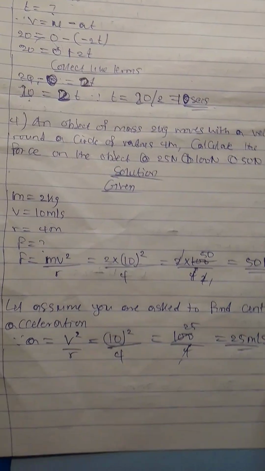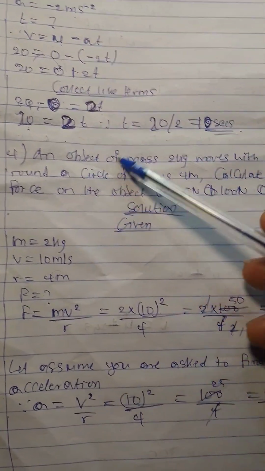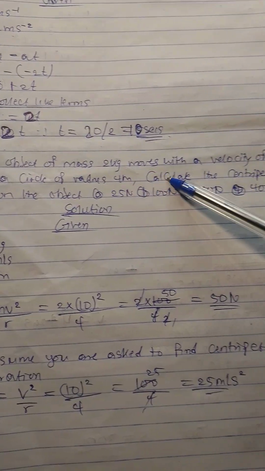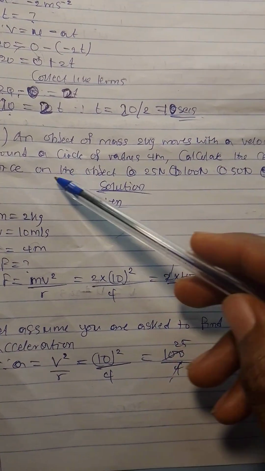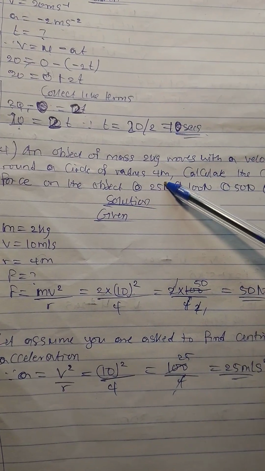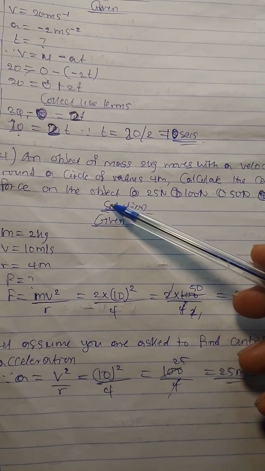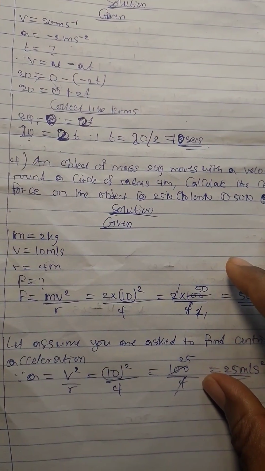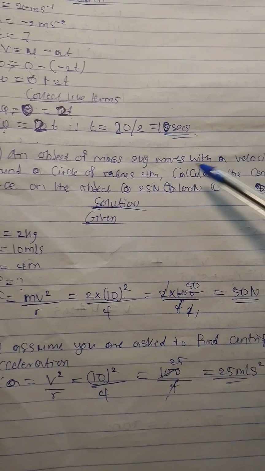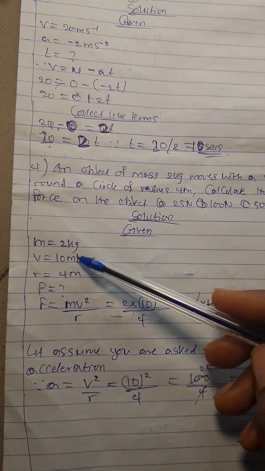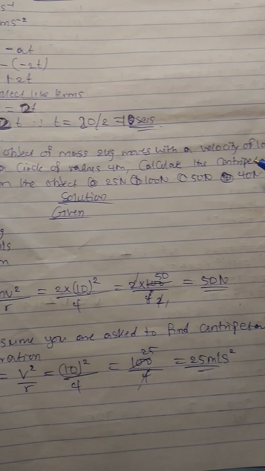Now this is the next question. The next question says that an object of mass 2 kg moves with a velocity of 10 meters per second around a circle of radius 4 meters. We have to calculate the centripetal force on the object. Now in this question, what is given to us? We are given the mass as 2 kg, and we're given the velocity to be 10 meters per second, and our radius to be 4 meters.